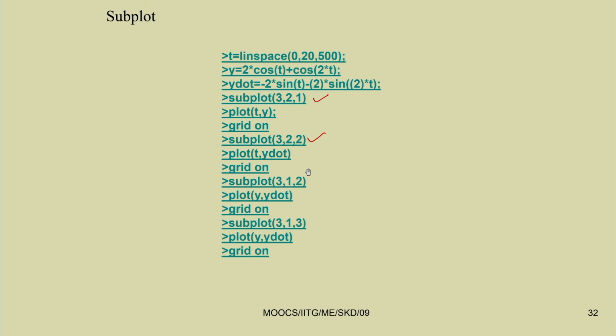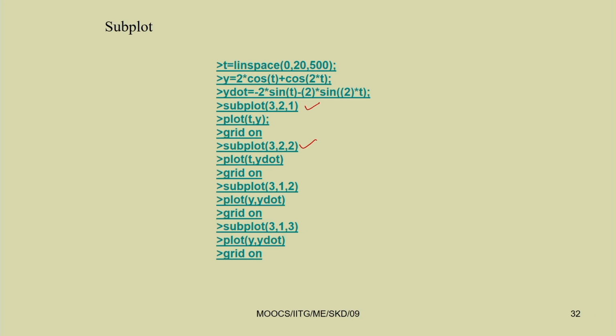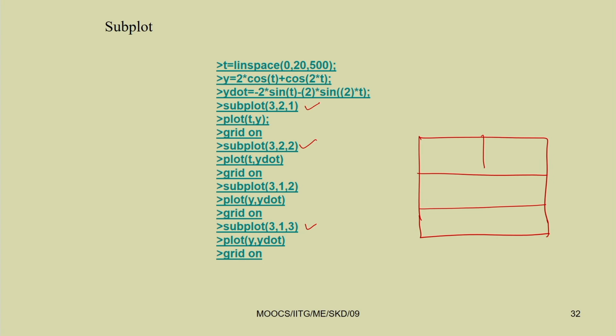So, that is why 3 2 3, 1 2, then 3 1 3. So, you have divided, so just note the figure I have shown you. You have divided the first row into 2 columns, the second row only 1 column and the third row only 1 column. So, that is why the subplot command you are using.